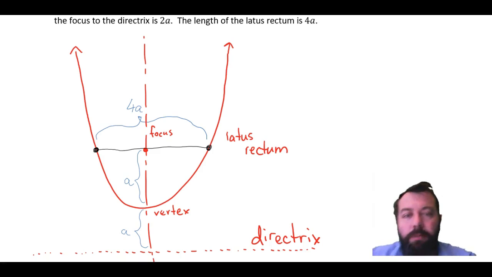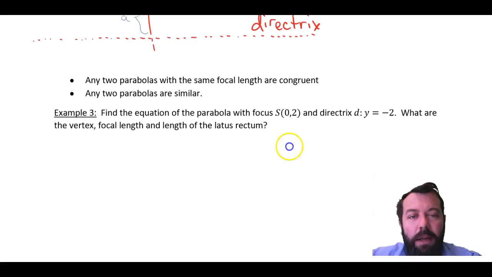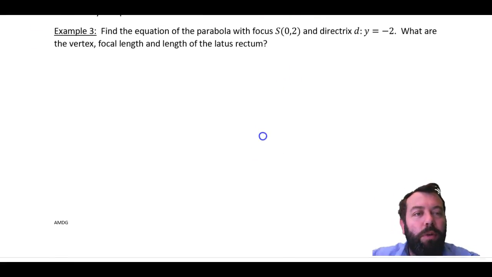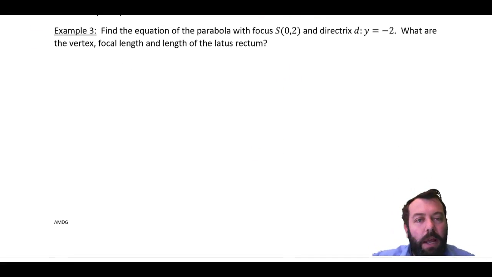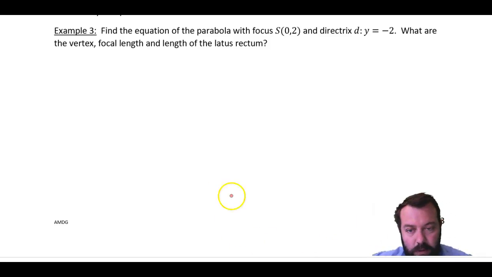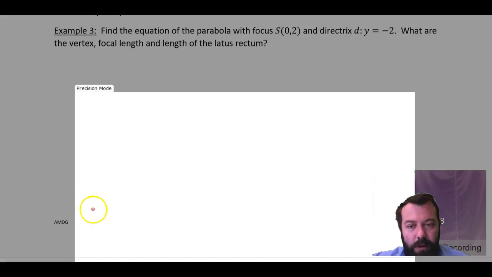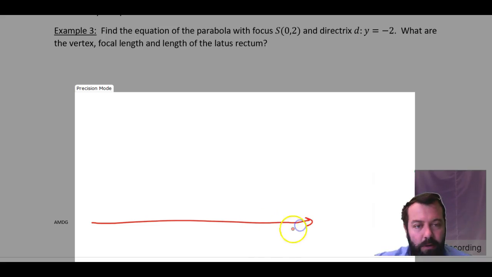We're going to scroll down now and push on to a couple of examples, see what we can do with this information. Now I have a parabola with a focus (0, 2) and a directrix of y equals -2. y equals -2 is a horizontal line. That means my axis of symmetry will be vertical. Let's get in there and start drawing these things. So my horizontal line, y equals -2.